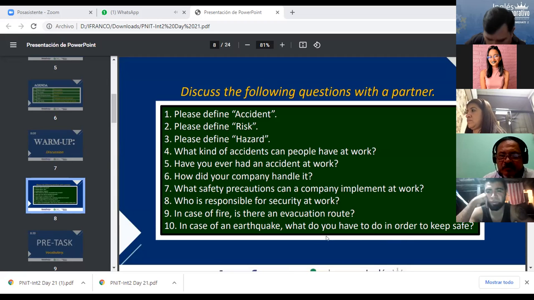What do you have to do in order to keep safe? If someone has the protocol, maybe we know that we can stay calm and save time, and it can depend on the protocol. In my work, I work in a factory, so in that case we have different kinds of evacuation routes. It depends on the area that you work. I don't know if someone has another way in order to keep safe.